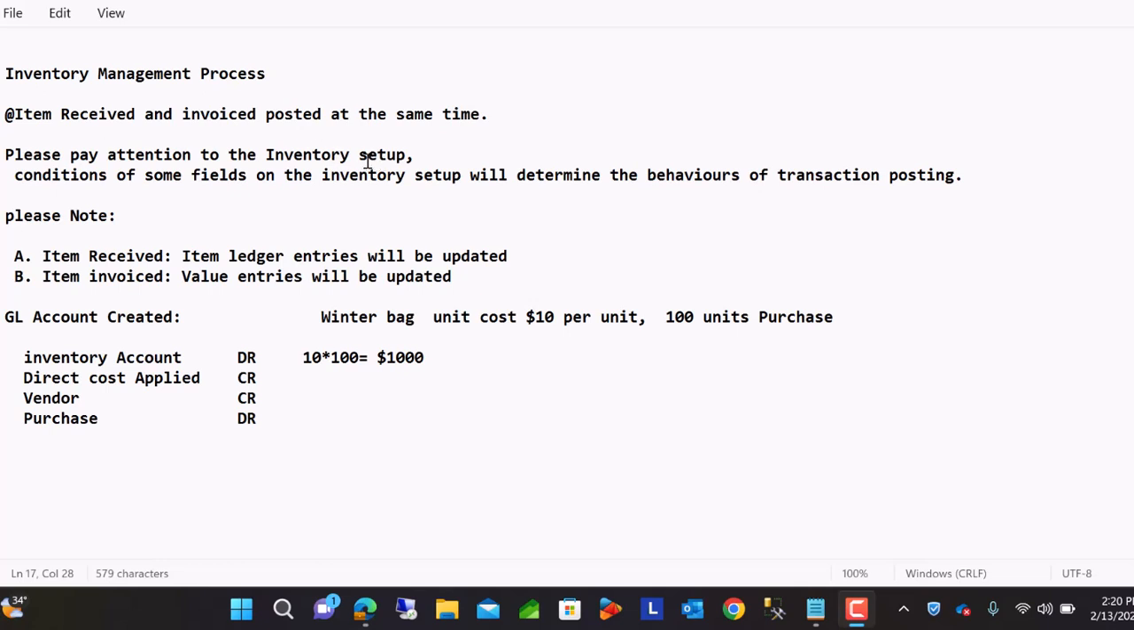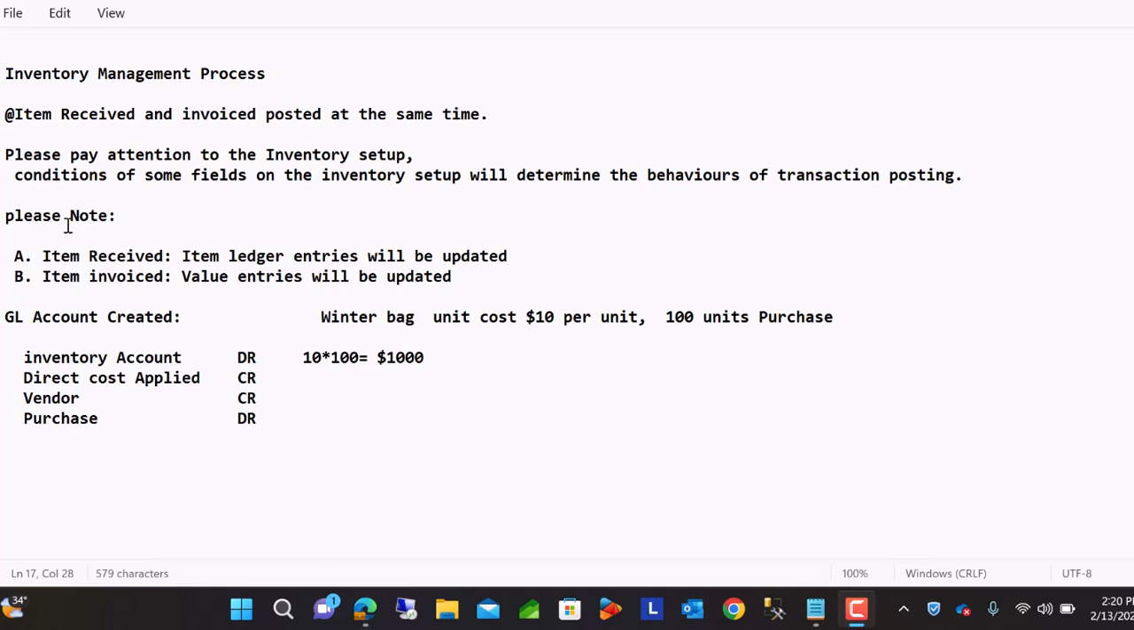And in what way will the item be treated under the general ledger entries? Which account will be debited? Which account will be credited, under the income statement and also under the statement of financial position? So one of the things that we need to pay attention to is the inventory setup. The way we configure our inventory setup also determines how the postings will be done. The condition of some of the fields on the inventory setup will determine the behavior of the transaction posting.